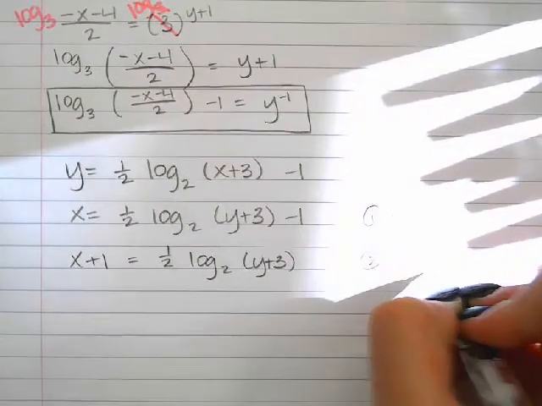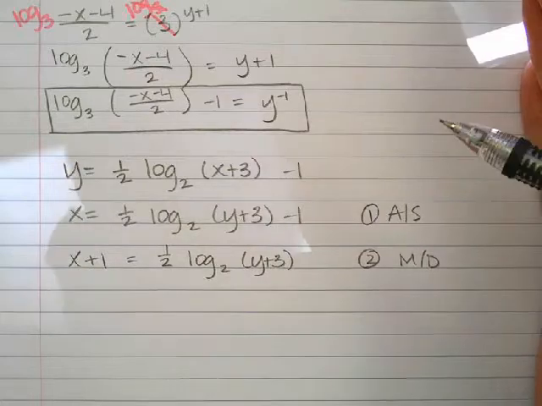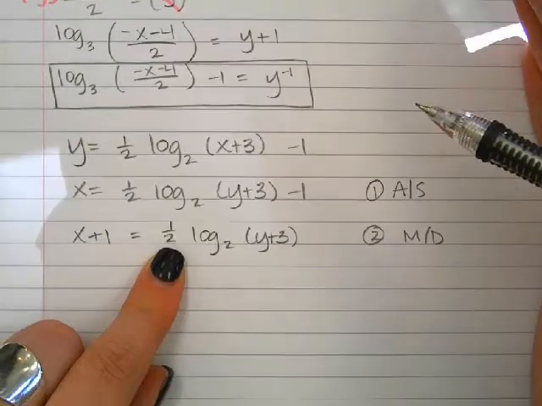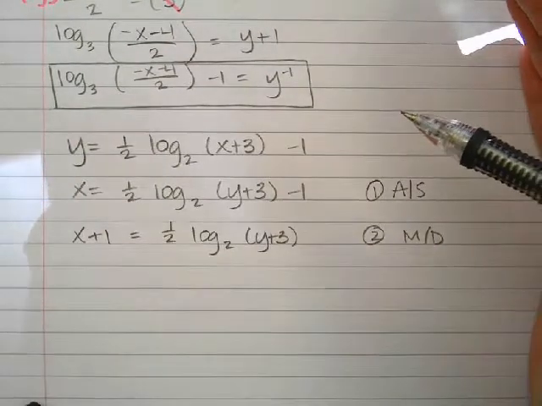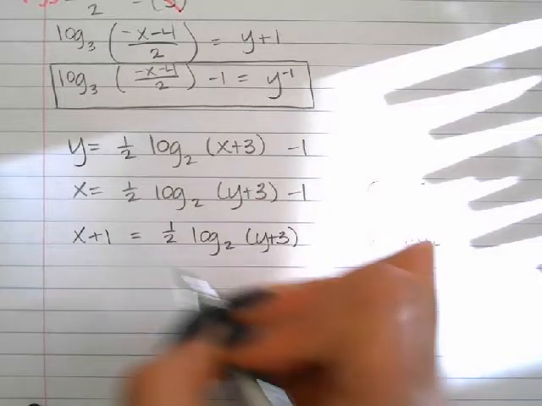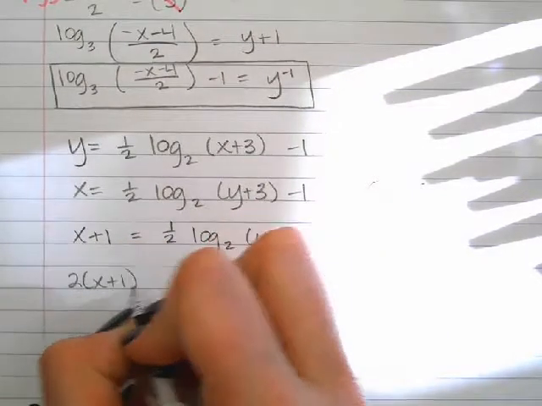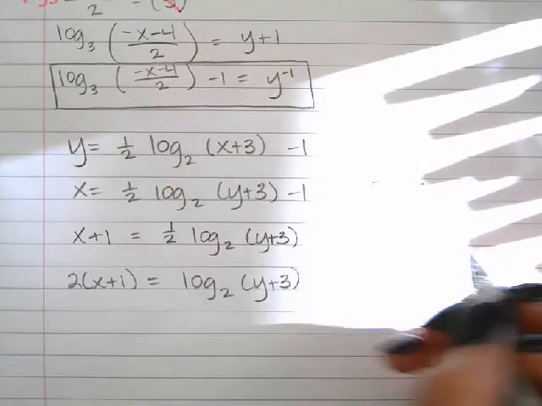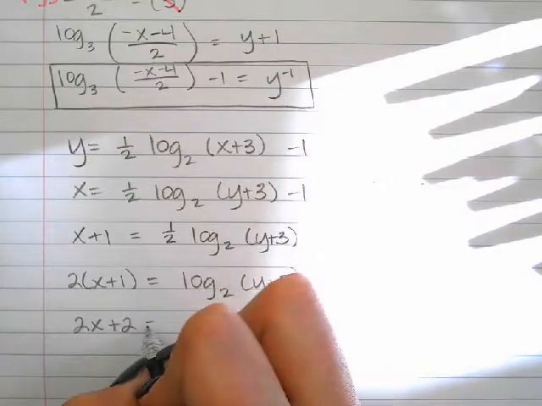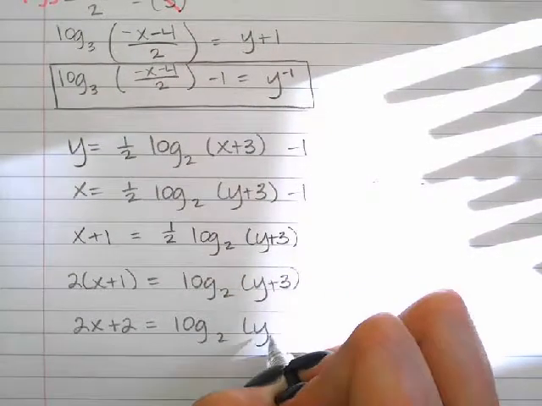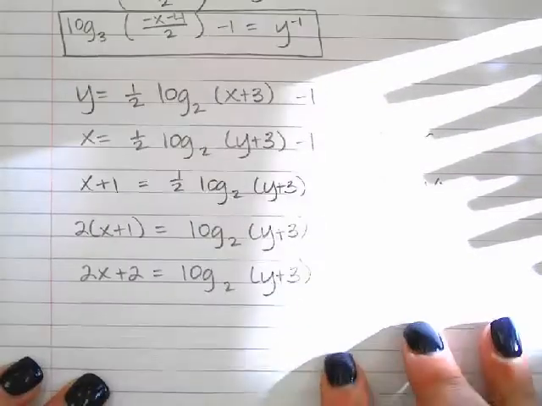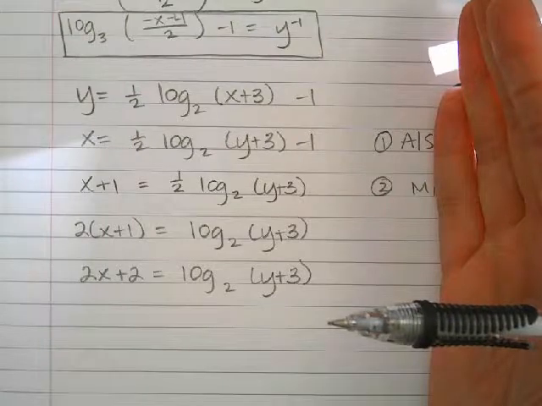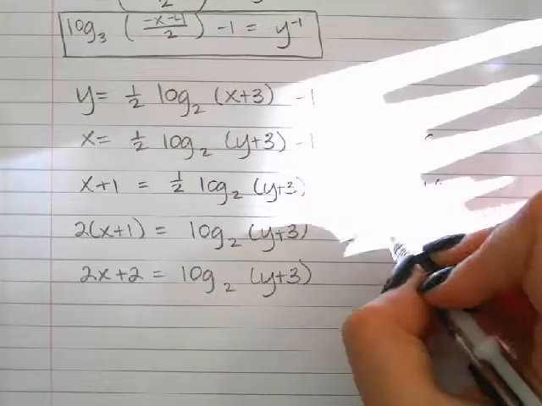Next, I'll see if there's anything that I can multiply or divide to move it to the other side. You can divide by a 1/2, but it's a little bit easier to just multiply the 2 over to the other side. And so I'll say that we have 2 times x plus 1. That's really 2x plus 2. At this point, we want to be able to get inside those parentheses, and to do that, we need to get rid of the log. And this is where the E comes in.